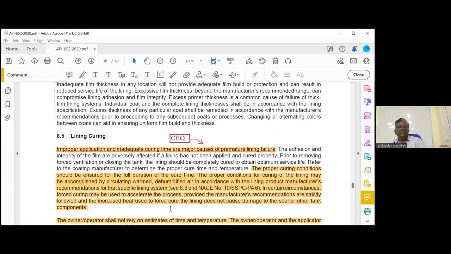Then curing 8.5, highlight the first line. Improper application and inadequate curing are the major cause of premature lining failure. So only inadequate application and not cured. That is a major reason for failure.